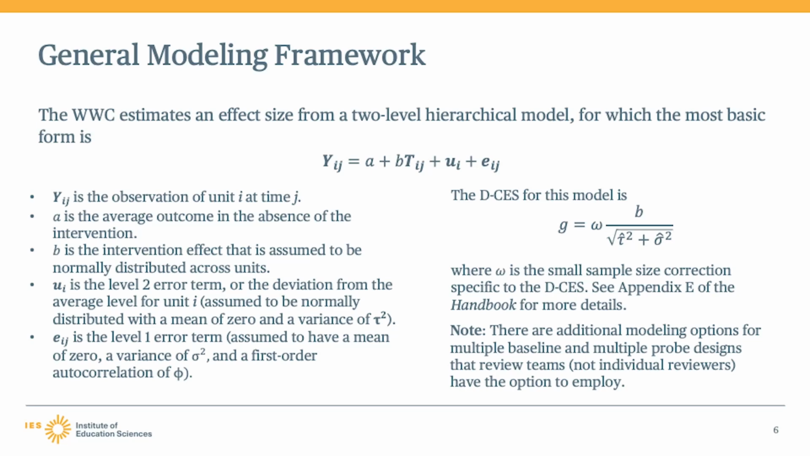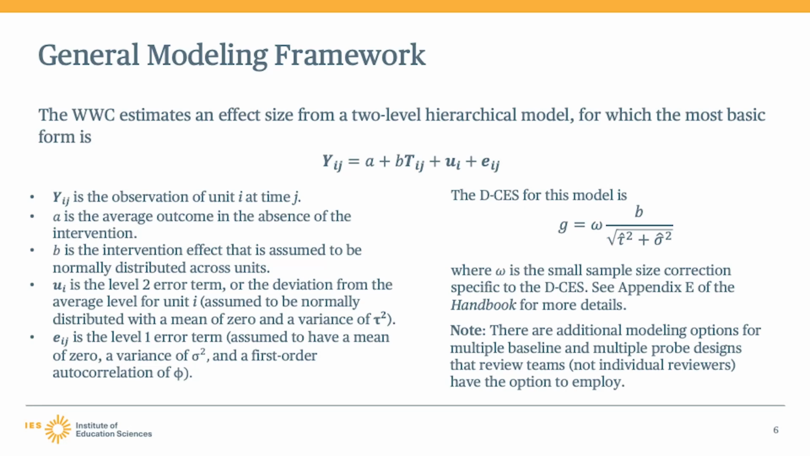EIJ is the level 1 error term, which is assumed to have a mean of 0, a variance of sigma squared, and a first-order autocorrelation, sometimes referred to as phi. The effect size G is then calculated as the average intervention effect divided by the square root of the sum of the between case and within case variances.